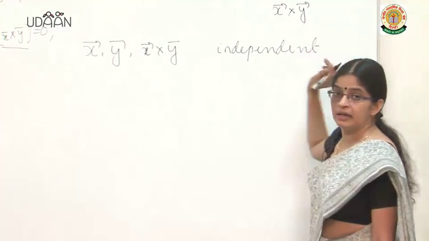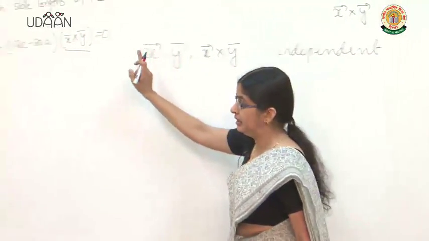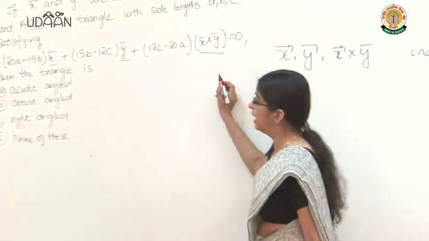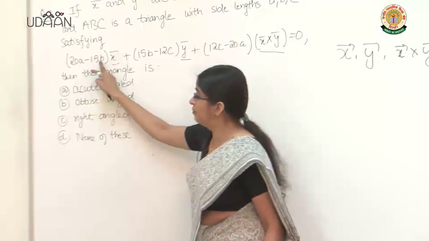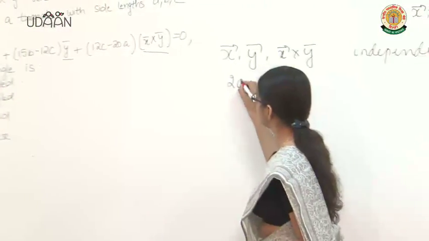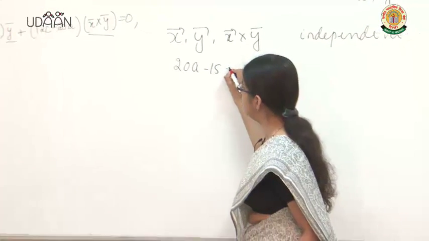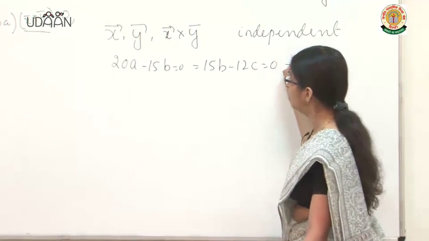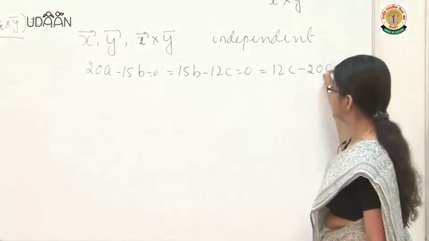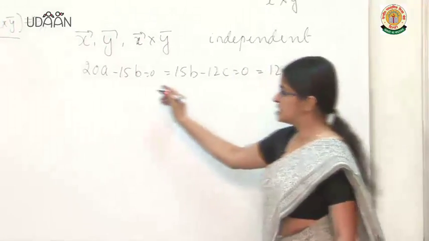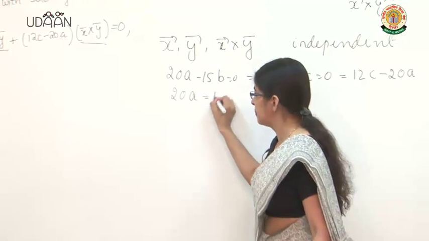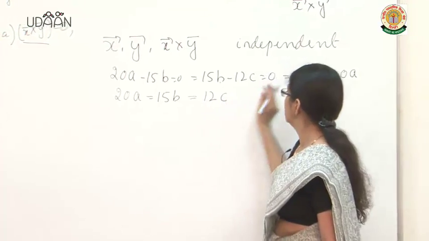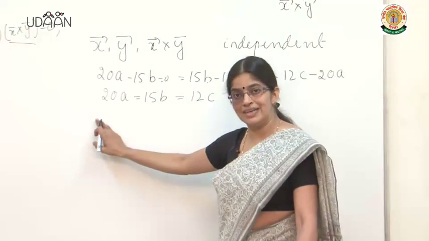Linearly independent. If the vectors are linearly independent and you are given a linear combination of these vectors, what does it imply? The coefficients, that is 20a minus 15b equal to 0. Similarly, 15b minus 12c equal to 0, and 12c minus 20a equal to 0. This can be written as 20a equal to 15b and 15b equal to 12c. 12c is equal to again 20a.